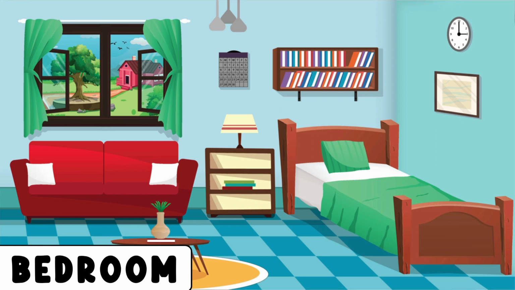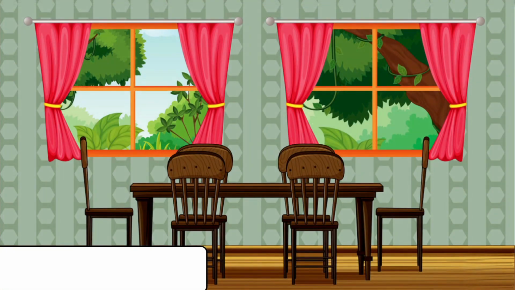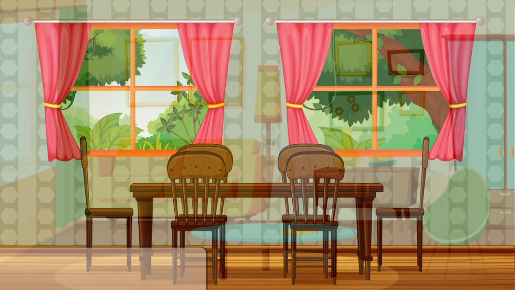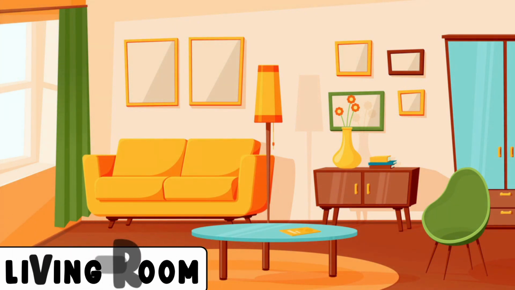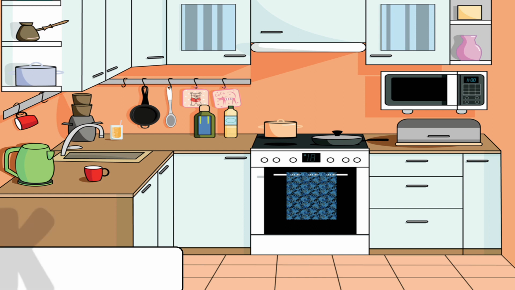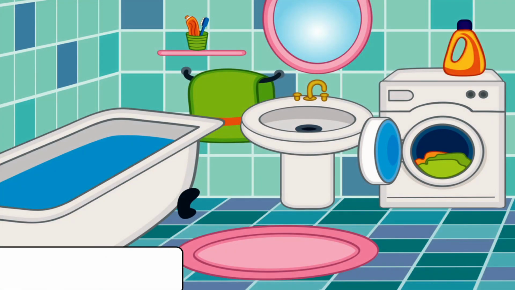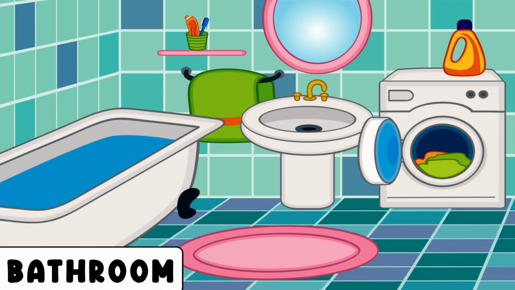Bedroom, a room in a house where people sleep. Dining room, a room in a house where people eat meals. Living room, a room in a house where people gather to relax and socialize. Kitchen. A room in a house where food is prepared and cooked. Bathroom. A room in a house that contains a toilet, sink and shower or bathtub.